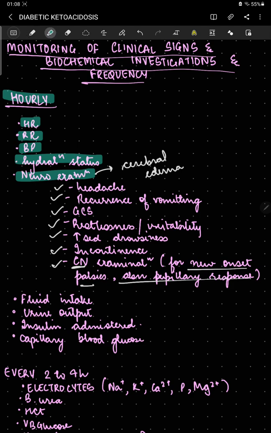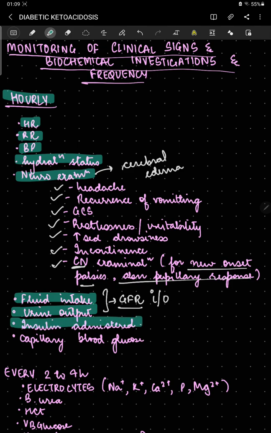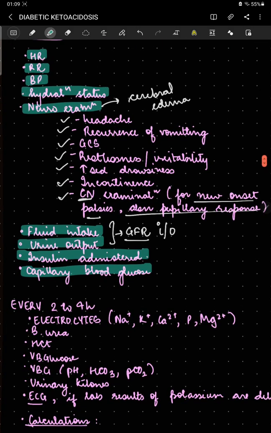Also, in early monitoring, you have to do input-output charting, that is fluid intake and urine output. This is to rule out whether the GFR is in the normal range or not, right? Then early, you also have to record how much insulin was administered and what the capillary blood glucose values were.